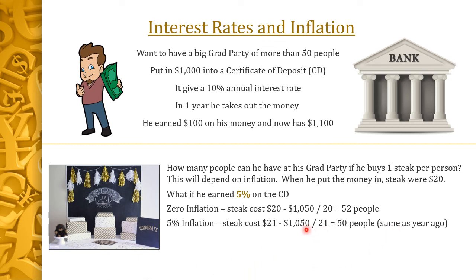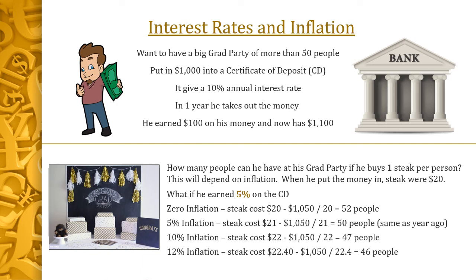Yes, he had $50 more, but remember, inflation, all the prices go up, so his purchasing power went down. If it went up by 10%, he's down to 47 people. If it went up by 12%, he's down to 46 people. So what this shows you is what we call the time value of money. That money has a different value today than it may have in the future, depending on inflation.